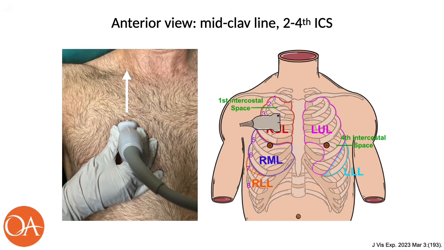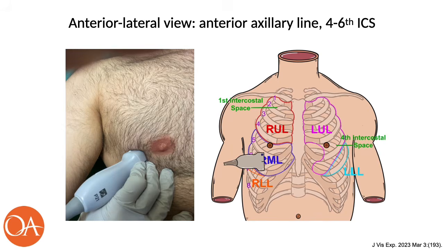This view is obtained by placing an ultrasound transducer at the mid-clavicular line, approximately between the second and fourth intercostal spaces, with the probe positioned in the body's parasagittal plane and the probe indicator pointing toward the patient's head. The second view on each hemithorax is an anterolateral view.